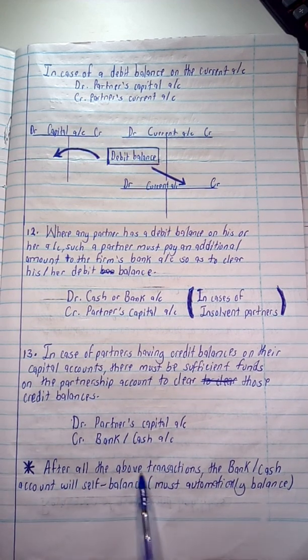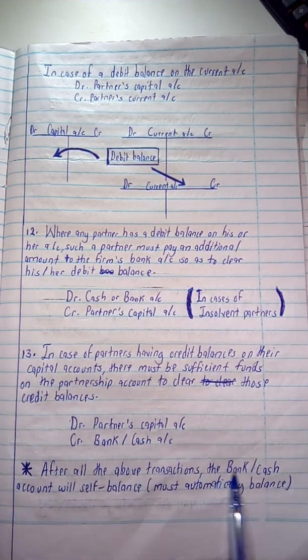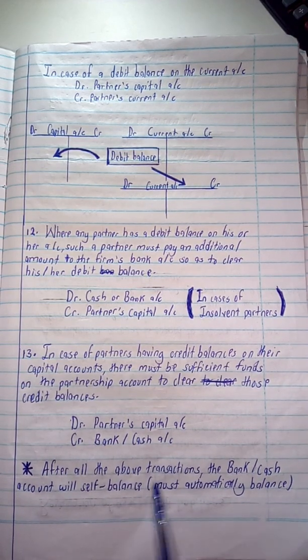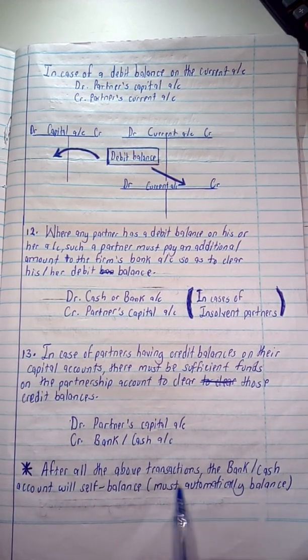So after all the above transactions, the bank or cash account will self-balance, and it will just automatically balance and you'll be right.